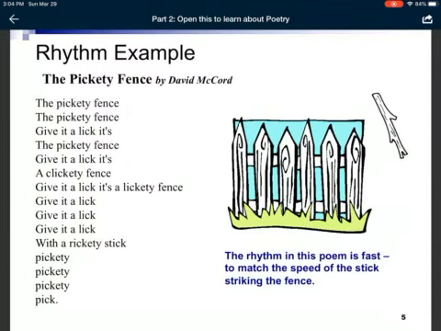The pickety fence, give it a lick, it's a pickety fence. Give it a lick, it's a clickety fence. Give it a lick, it's a lickety fence. Give it a lick, give it a lick, give it a lick, with a rickety stick.